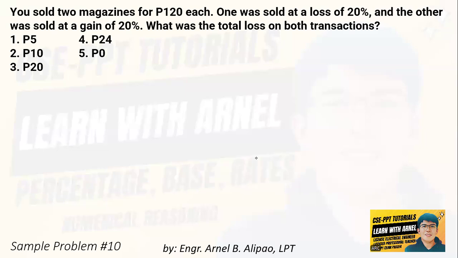We sold two magazines for 120 pesos each. One was sold at a loss of 20% and the other was sold at a gain of 20%. What was the total loss on both transactions? So if we are going to just read the problem and think easily, perhaps we can go directly selecting option number 5, which is 0 pesos.